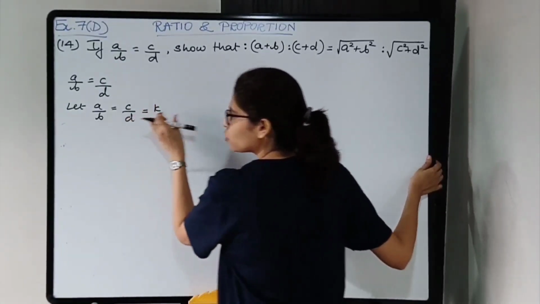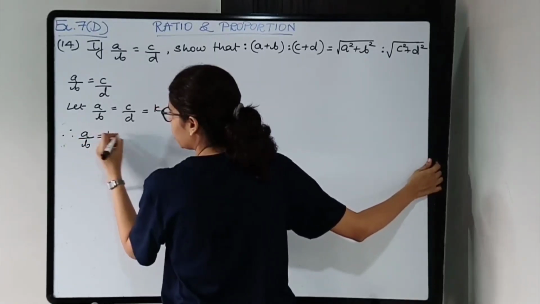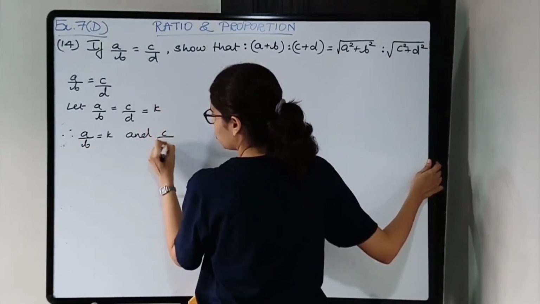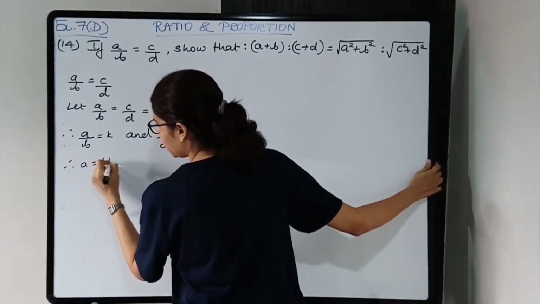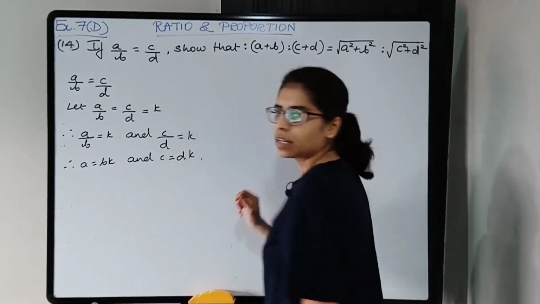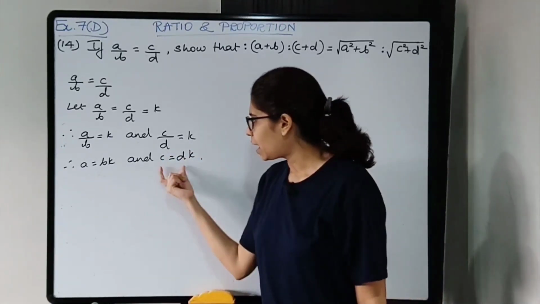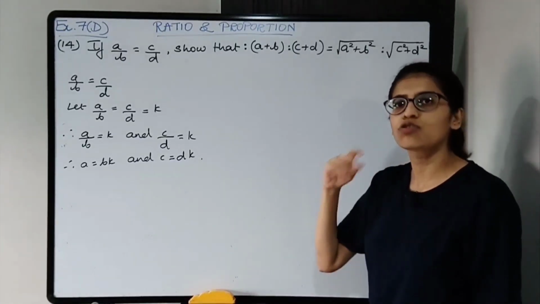So each ratio is equal to K. Therefore A upon B is also equal to K and C upon D is also equal to K. So A is equal to BK and C is equal to DK. Now we'll substitute the values of A and C in LHS and RHS. You should get the same.